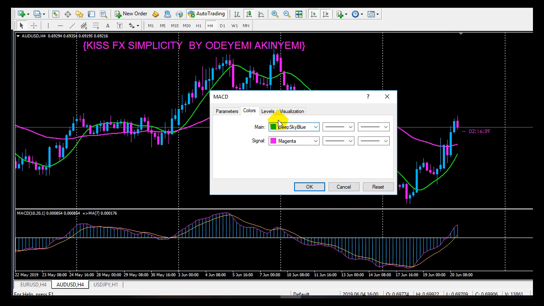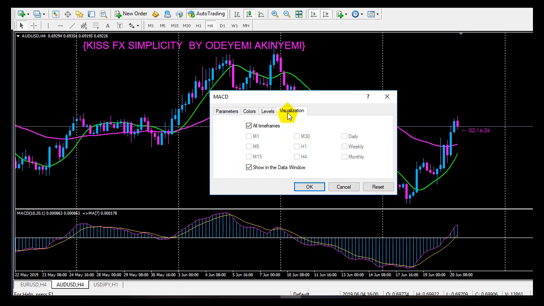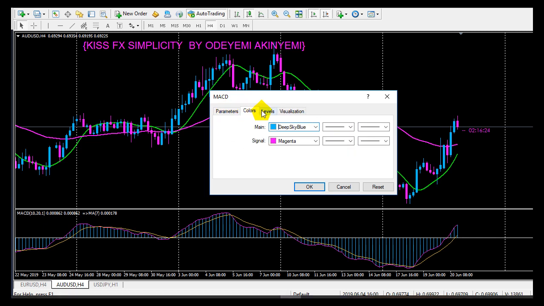Then look at the color. It has no level. The level is just zero, one level, zero. Then the style is white so that you'll be able to denote the line. Use any color of your choice. So nothing else. You have this.